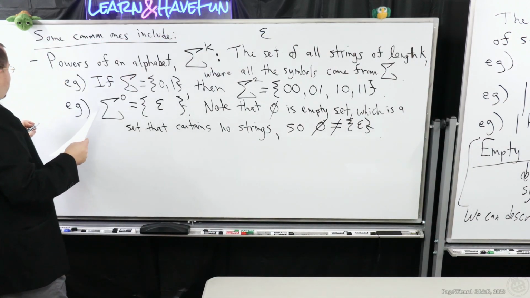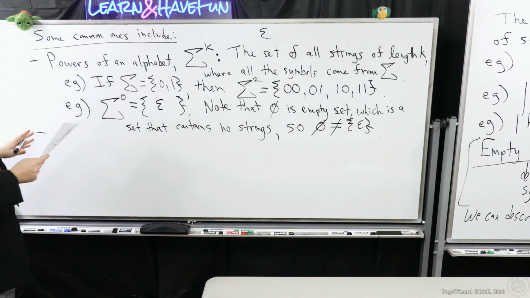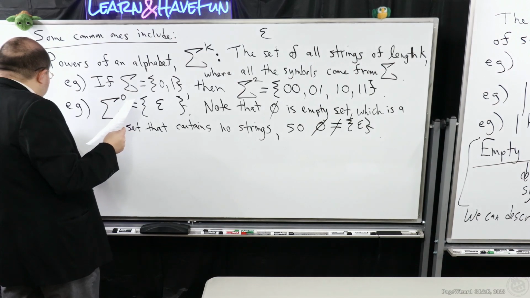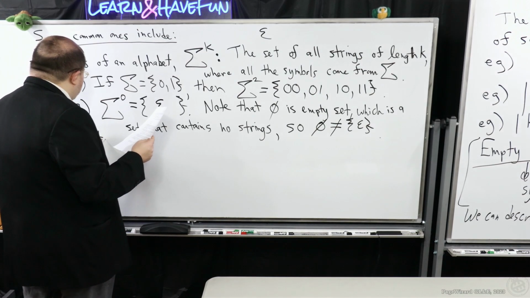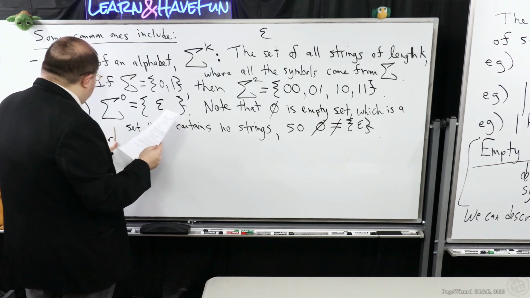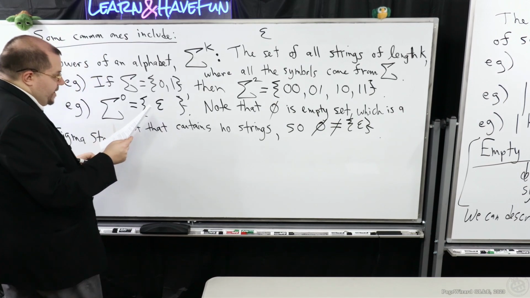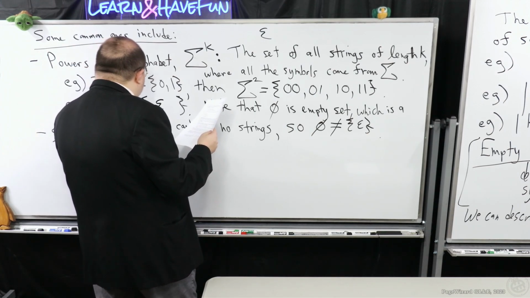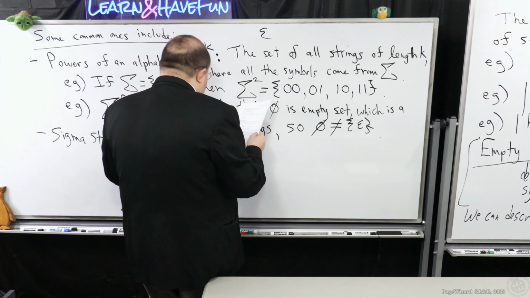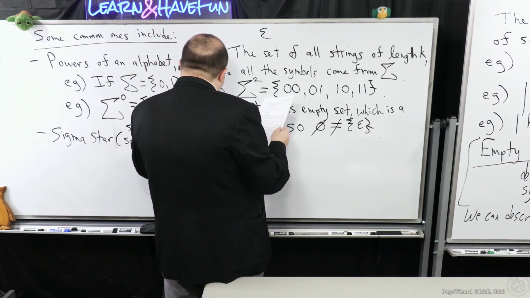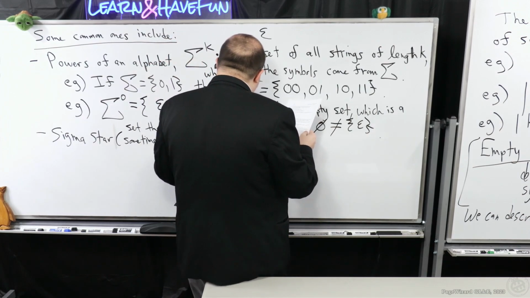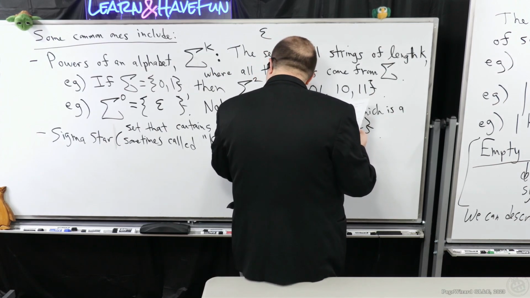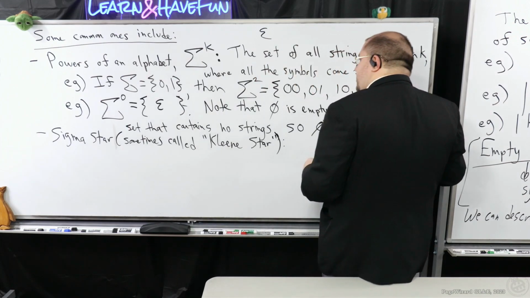So another concept, and it's related to what we just defined here, I'll often call sigma star, but it actually has another name as well. In fact, it has a couple different names. So this operation is sometimes called Kleene Star or Kleene closure. I'll refer to it as Kleene Star.